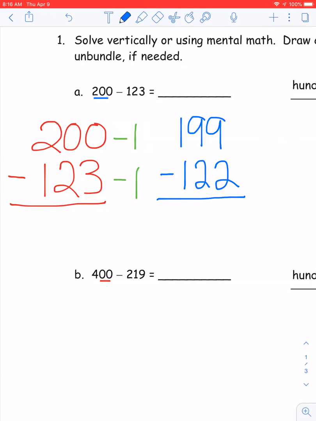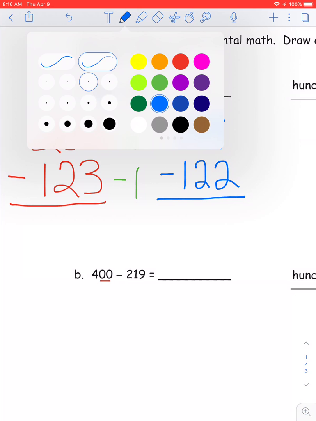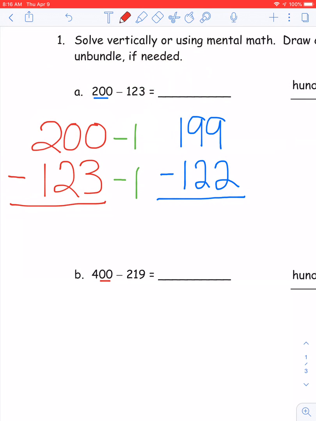Okay, now I'm going to subtract. I'm going to change color so you can see what I'm doing. 9 minus 2 is 7. 9 minus 2 is 7. And we get the same number, 77, the same difference as we got when we subtracted 200 minus 123.